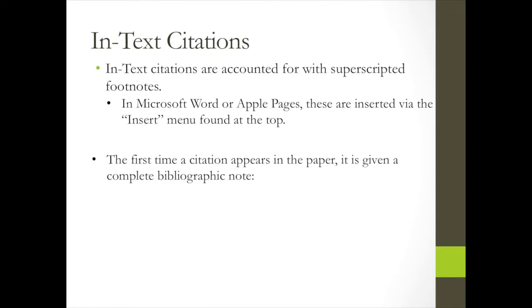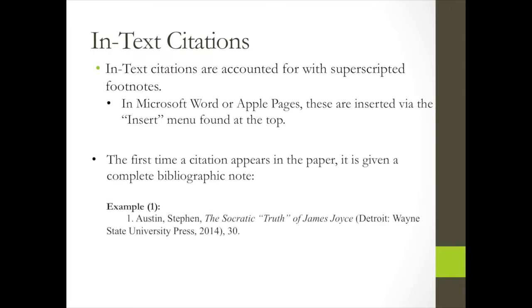The first time a citation appears in the paper, it is given a complete bibliographic note. So the first time that this source was cited inside of the paper would receive a note that looks like this, which is similar to the examples that we've already looked at. The author's name, the title of the work, publishing city and the publisher, as well as the year of the publication, and then finally the page number where the citation can be found.